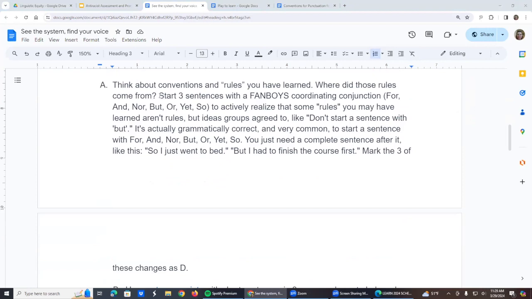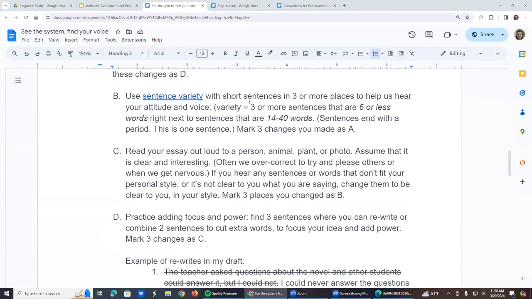So in this case, based on my students for the past, I don't know, 7, 8, 9 years, they've always been taught you can't start a sentence with fanboys. You can't start a sentence with but. So I asked them to do this. Please start 3 sentences with a coordinating conjunction to actively realize that some rules you may have learned aren't even rules. They're just ideas that some groups agreed to, like don't start a sentence with but. It's actually grammatically correct. And it's really, really common. And you'll see it in writing all the time. You just need a complete sentence after it if you want to follow that convention. So I ask them if they want to try that, or they can try, again, sentence variety, trying short sentences and long sentences.